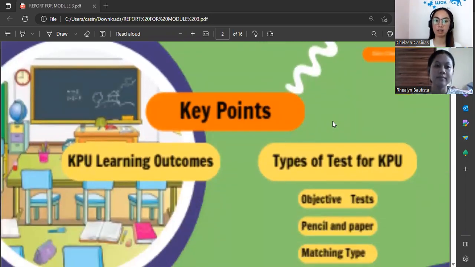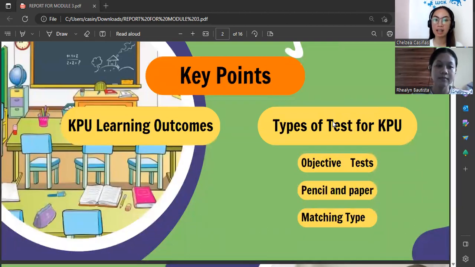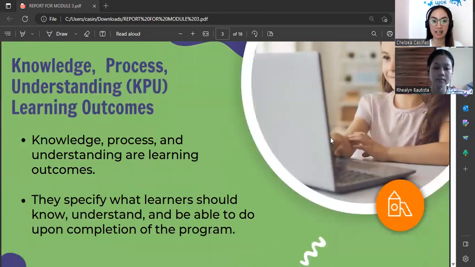So yung first part, meron tayong tinatawag na KPU learning outcomes. And meron siyang types of test na kung saan ilan dito yung objective test, pencil and paper at ang matching type. So sa first part, nandito yung knowledge process understanding or KPU learning outcomes na tinatawag natin. Na-encounter na natin siya before, kaya naman pasisimplihin na lang natin siya.